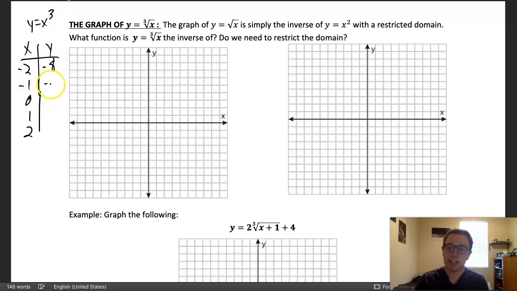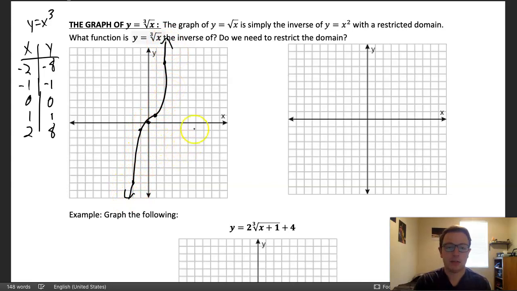Negative 1 cubed is going to get us negative 1. 0 cubed will be 0. 1 cubed will be 1. And 2 cubed will be 8. So these are the values for our cube. Let's make a graph of our cubic function. Start at 0. We go over 1, up 1. We go over 2, up 8. We go left 1, down 1. We go left 2, down 8. This is our graph of a cubic function.